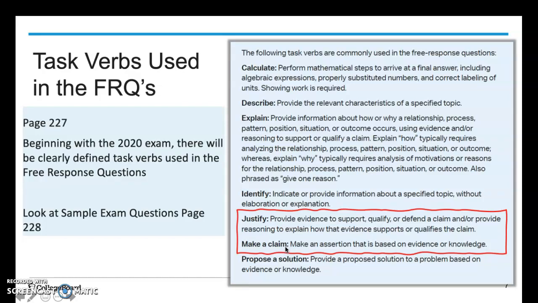To start the year, I print this out and I have students keep it in their binder, and I let them use it until they really decide they don't even need it anymore. They self-decide, I know what those terms mean. The biggest thing we'll talk about is the confusion between describing and explaining. Describing, presenting relevant characteristics, and explaining why or explaining how.